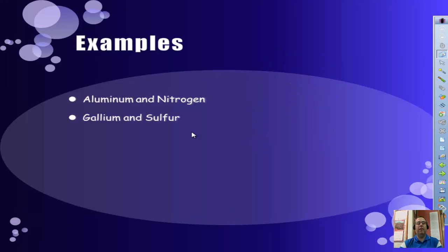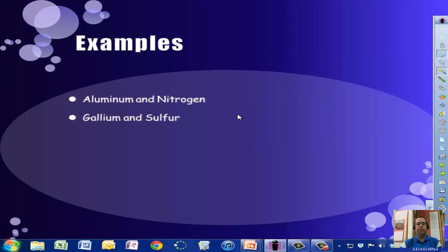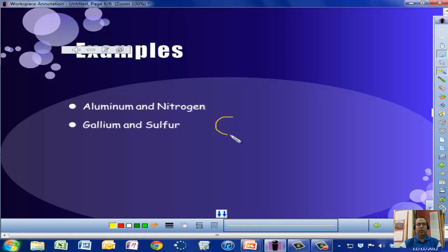The second one's going to be gallium and sulfur. So let's go ahead and look at gallium. Gallium, when I look on the periodic table, it too is like aluminum. It is in the +3 column. When I go to sulfur, sulfur is in the group with oxygen. It is a -2 charge. A +3 and a -2, or a 3 and a 2, they will not cancel out.